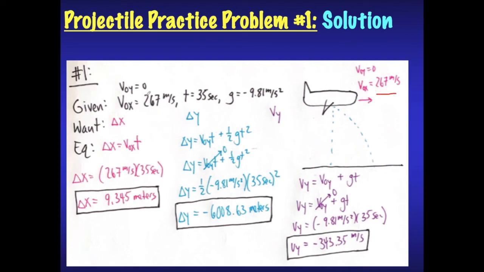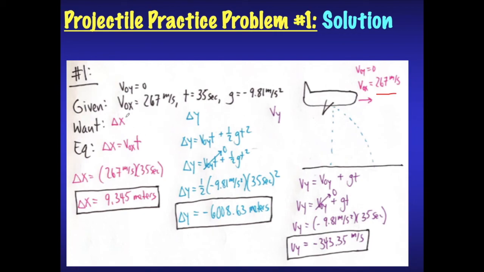And the plane is not moving at all in the y direction. It's going all in the x. So your initial velocity in the y direction is actually 0. They tell you it's 35 seconds before the object hits the ground. And then we always have our buddy gravity, which is negative 9.81 meters per second squared since it's an acceleration. And we're looking for three things: delta x, delta y, and vy.